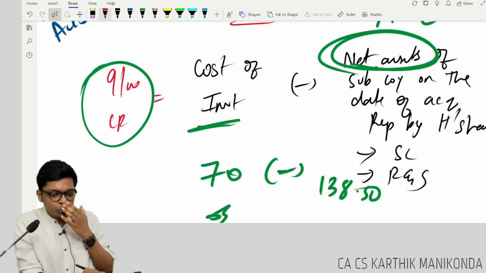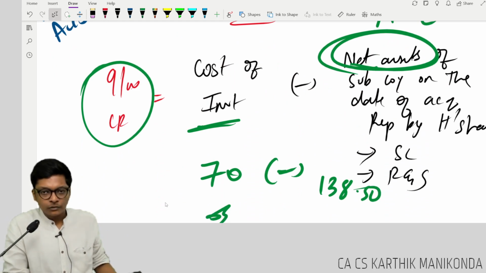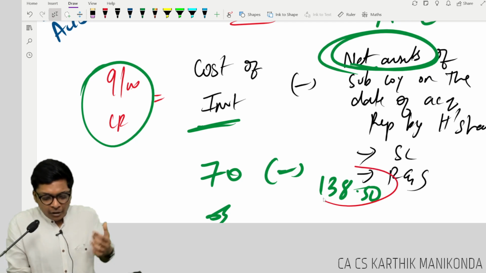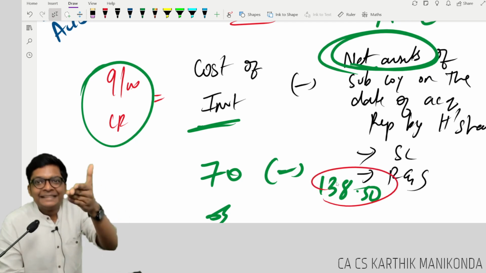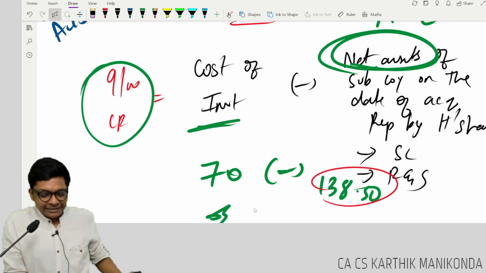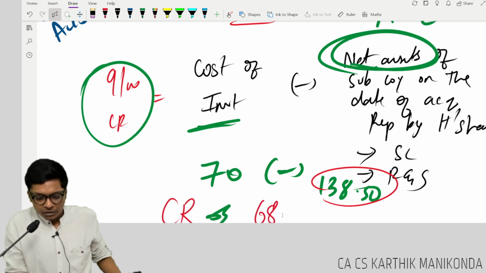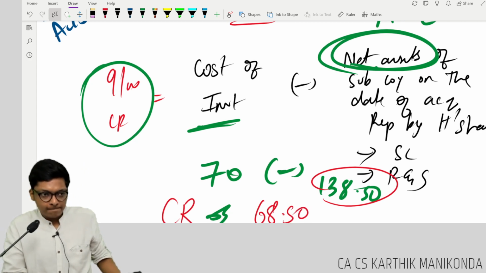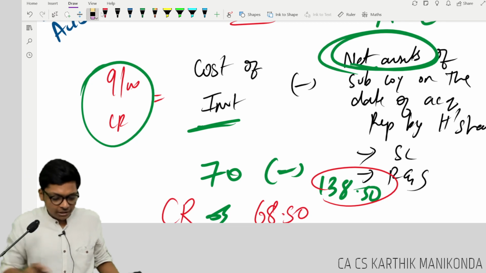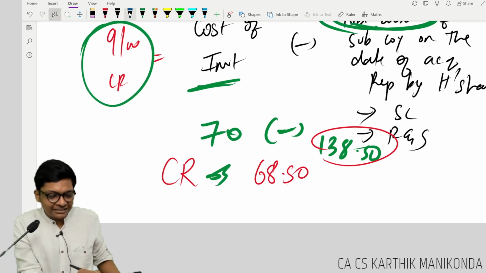How much are you getting, guys? Goodwill or capital reserve? Think logically. For something of worth 138.5, I paid only 70. So you got a discount. That is nothing but capital reserve. How much? 68.5. Oh, correct, you are right. So how many of you got 68.5?